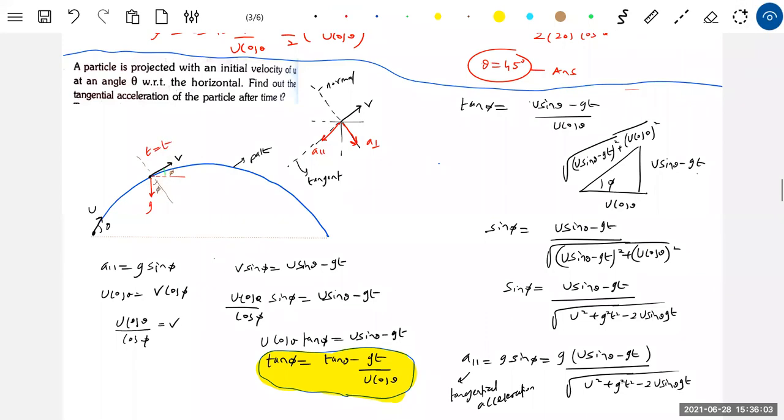Sir, are you sure you are correct? Okay, we know at the highest point, g will always be acting vertically. So at the highest point, what is the tangential acceleration? It will be 0. Substitute here t equal to u sin theta by g. In fact, we'll get 0. Okay, agreed. At the highest point, the tangential acceleration will be 0 because there won't be any acceleration acting along the tangent.